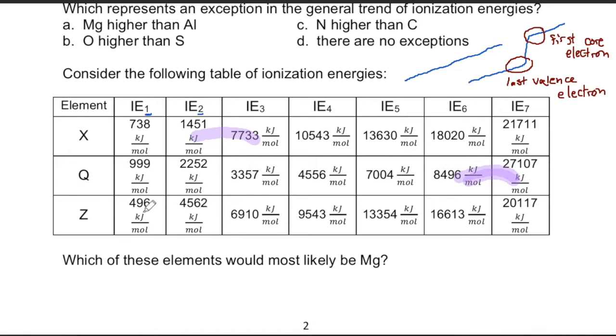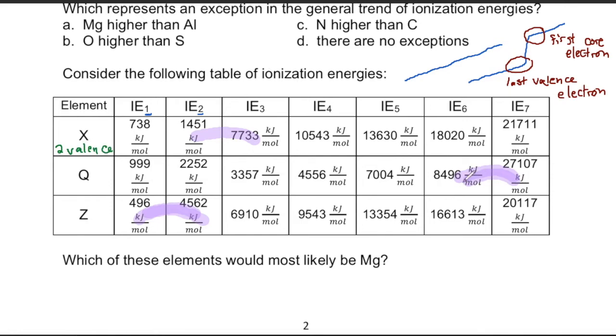This first jump is really like 9 times as much to remove the second electron as it was to remove the first electron. So this one, it seems like the big jump in energy happens here from the first to the second electron. So now that we've found the jumps, we know where the last valence electron is. So for element X, it had 2 valence electrons, and then that third electron was when it had to dig deep. So we have 2 valence here.